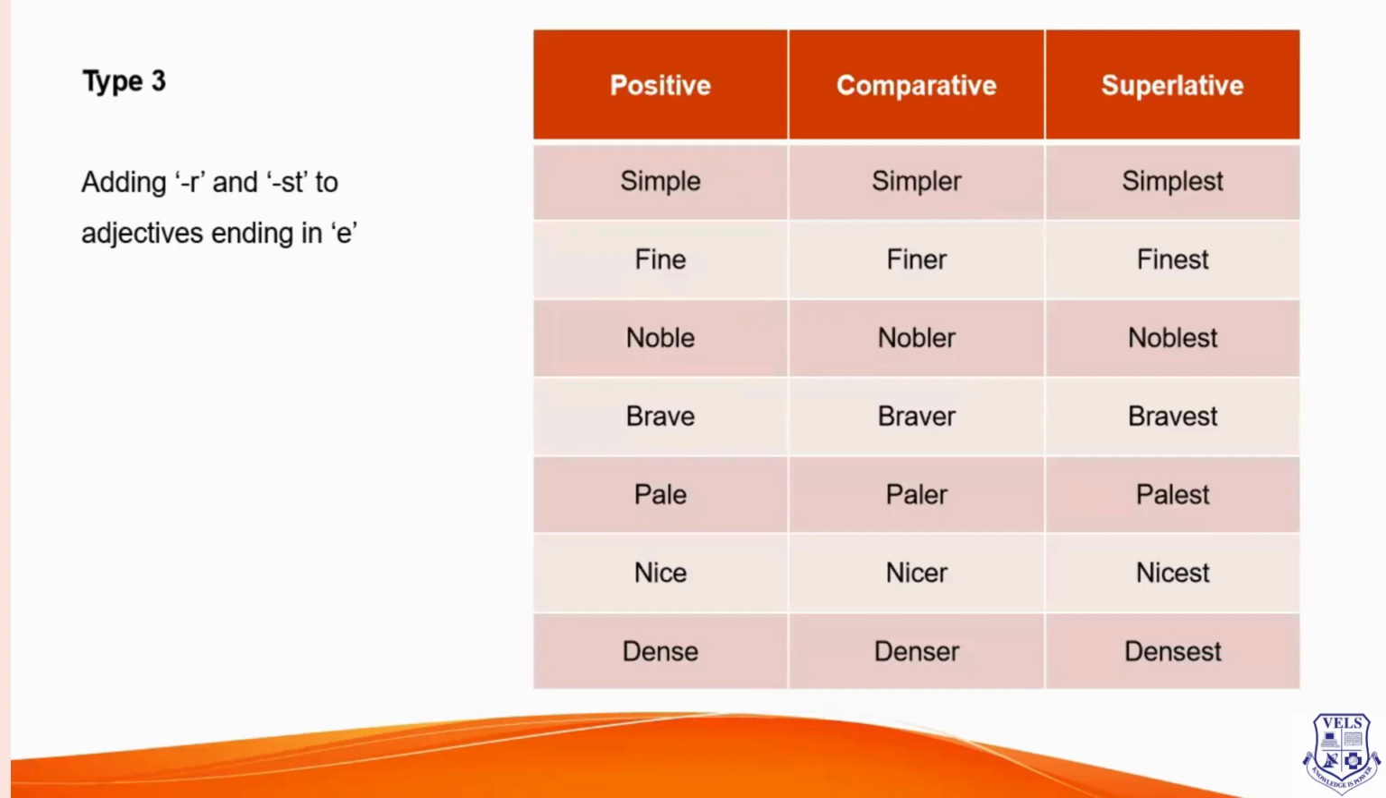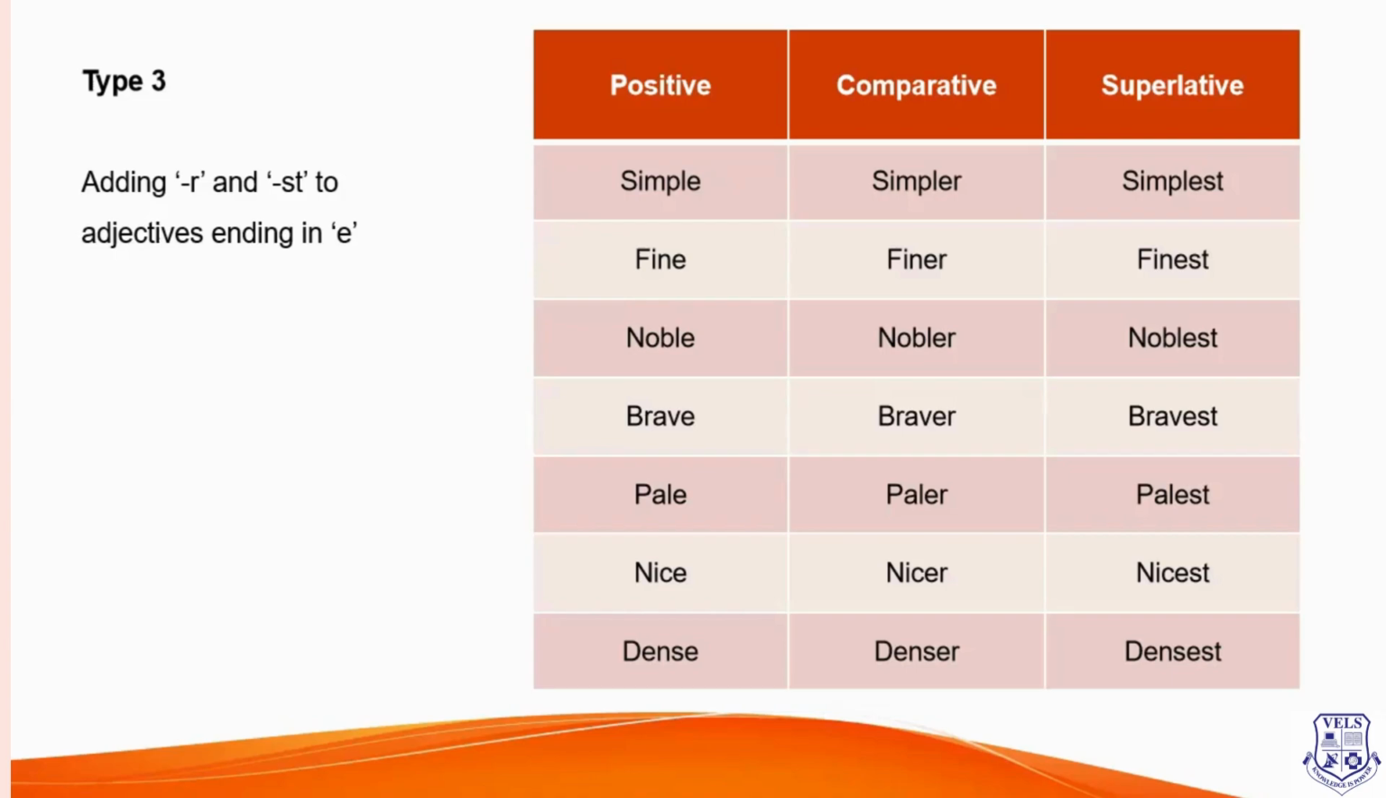Look at the word carefully. Simple. The word simple ends with the letter E. So we just add R to the word to make it simpler, and we just add ST to make the word simplest. Similarly, fine ends with the letter E. So we just add R to make it finer, and we just add ST to make it finest. Similarly, noble, nobler, noblest. Just add R and ST. Brave ends with the letter E, so we just add R and ST to make it braver and bravest.